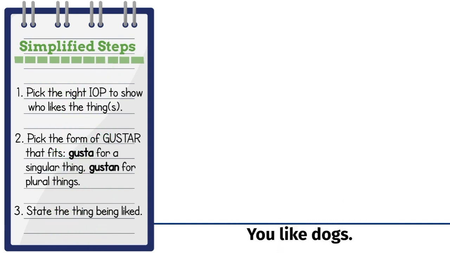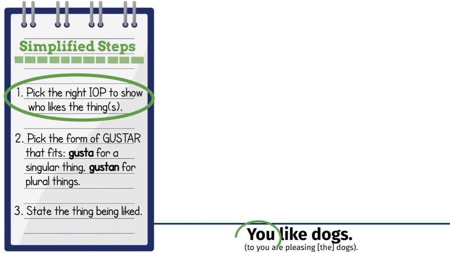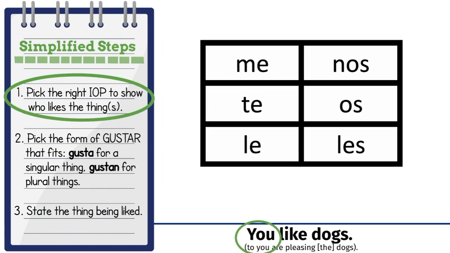You like dogs, or to you are pleasing the dogs. Okay, who likes the thing? You. Let's say by you, I mean one person, not a group, that I'm pretty familiar with. We'll use the informal te.